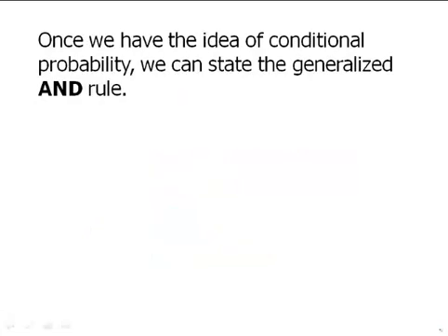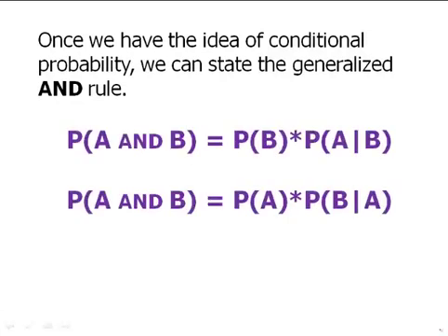Once we have the idea of conditional probability, we can state the generalized AND rule. So here are the generalized AND rules. Notice that the word AND still means multiply. That's a really good tip to hold on to. The word AND in probability does mean multiply. What changes is what we're multiplying. Now we're no longer multiplying simply the probability of A times the probability of B. That was the simple AND rule. Now when things are not independent, we have to use these more generalized AND rules. I realize these are scary looking formulas. In the next video, I'll show how to apply these.